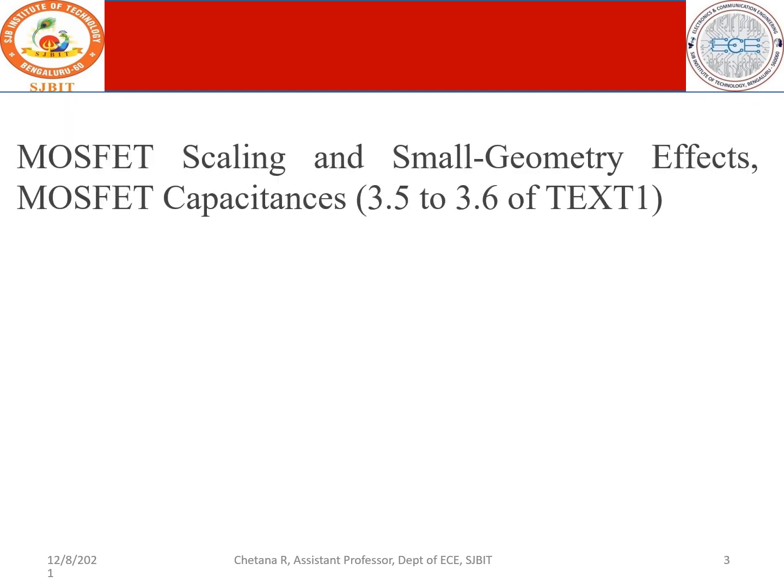Go into the next topic with respect to the second module, which pertains to scaling and small geometry effects, along with MOSFET capacitances. The purpose of this particular topic is that we need to shrink the size of the IC. When you're shrinking the size, you have to have a different dimension. The dimension exists as it is, but you have to scale it.